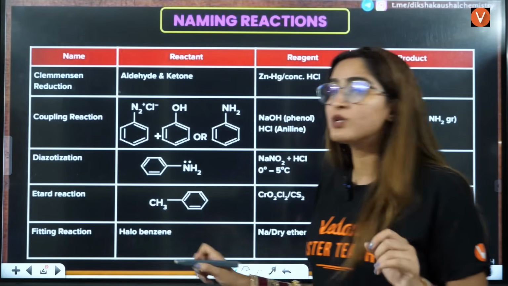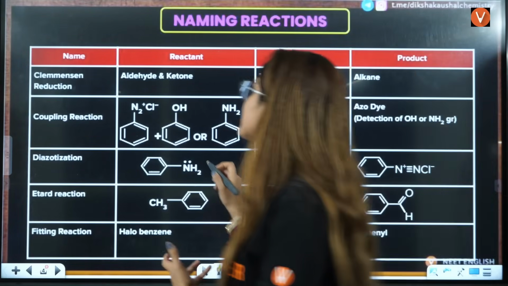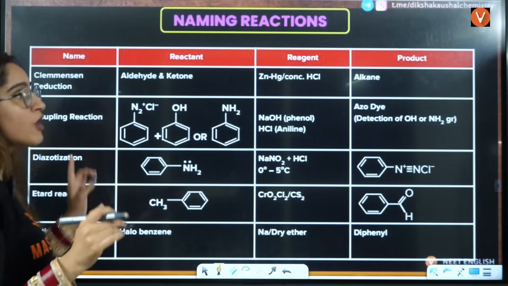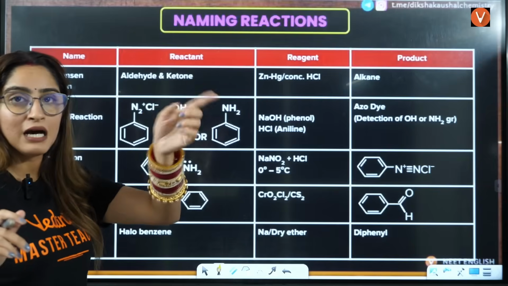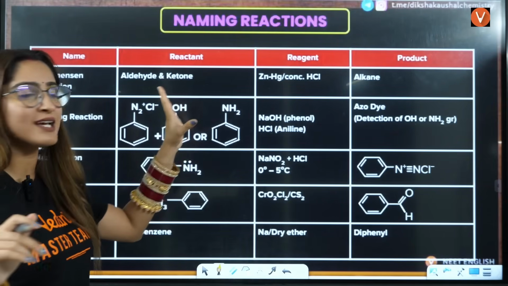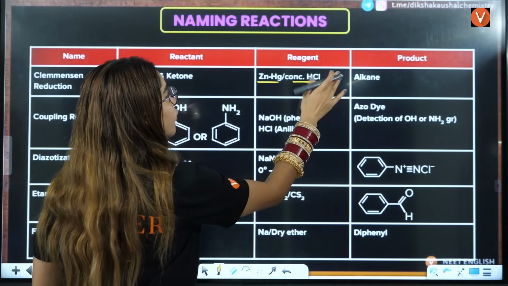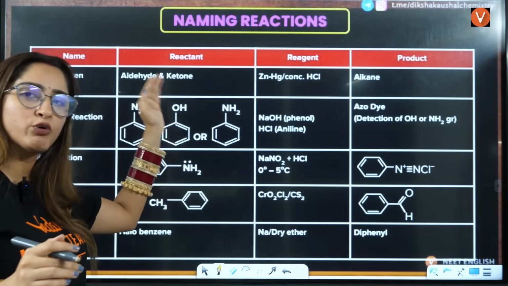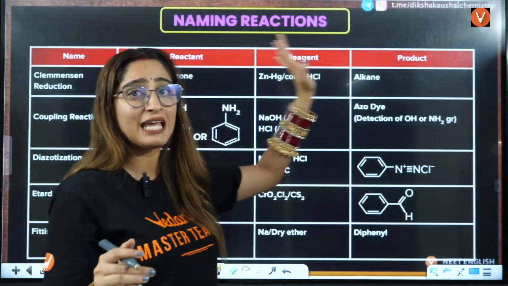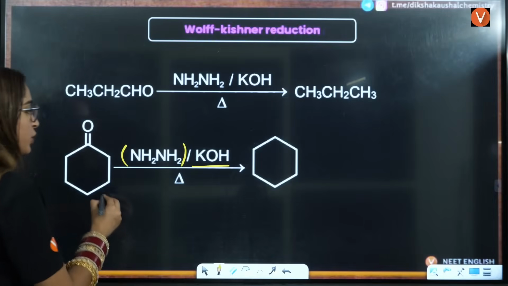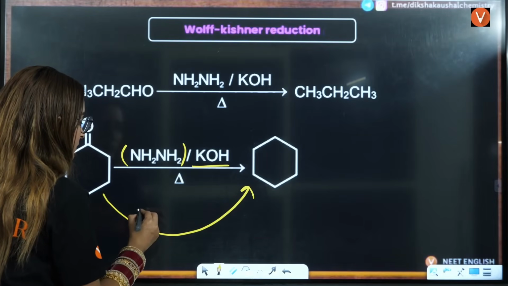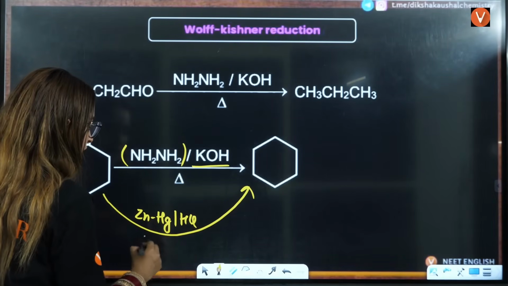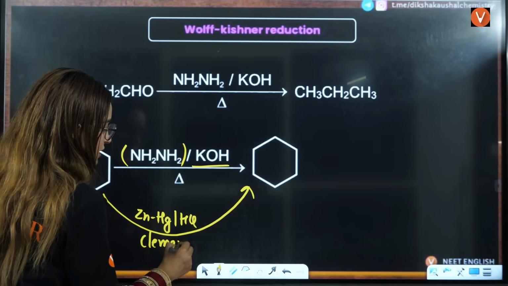But when you do this in acidic conditions, that is Clemmensen reduction. Here, instead of hydrazine and basic conditions, you have zinc amalgam and concentrated HCl, and from a ketone or aldehyde you will have the formation of alkane. That means the same reaction you are going to do, but in presence of zinc amalgam and acidic condition. That will be your Clemmensen reduction.